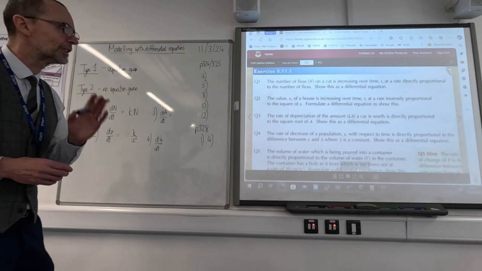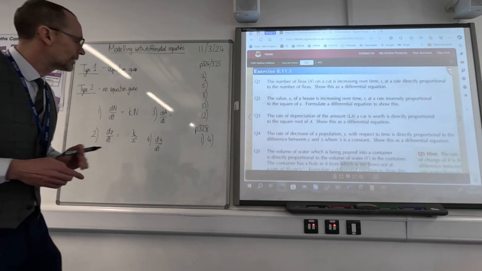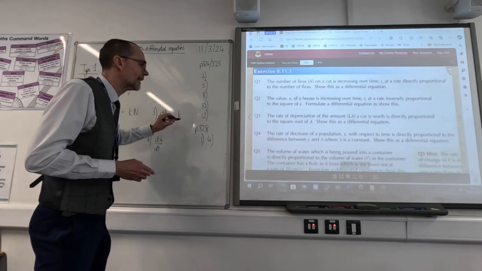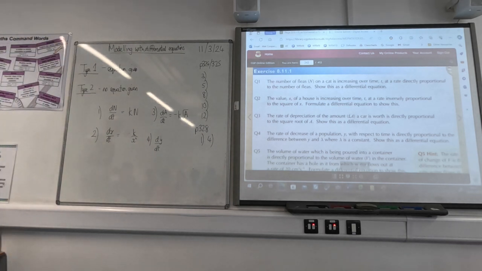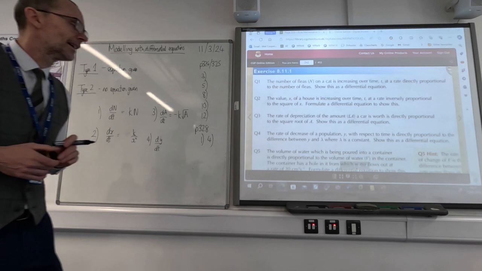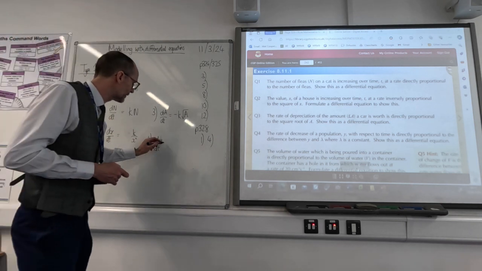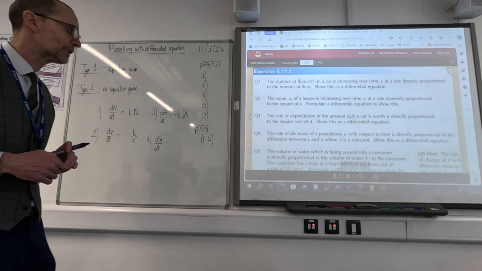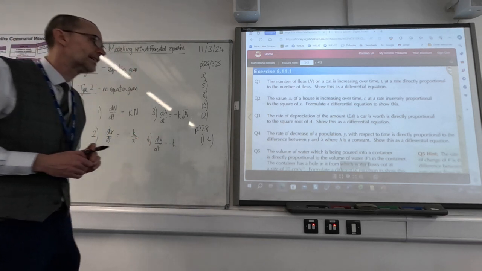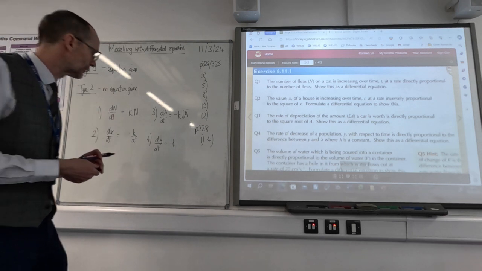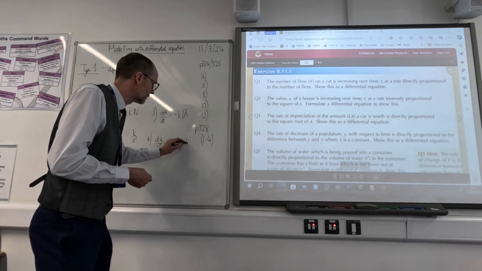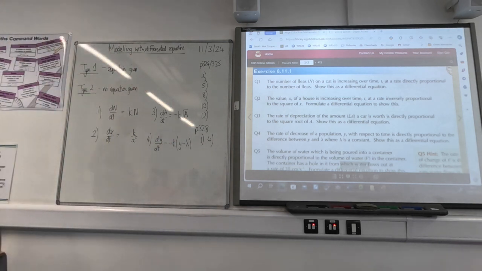dA by dt, this is depreciation, it's going down, so we would put minus k square root of A. Okay, the minus indicates this is something that's going down. So we don't just say, well, k will be a negative constant, we say we're going to put a minus there. And then this last one, I guess there are 2 ways you could write this. The rate of decrease of population, so it's negative, is directly proportional to the difference between the population, y, and some constant. So that would be, or other way around.